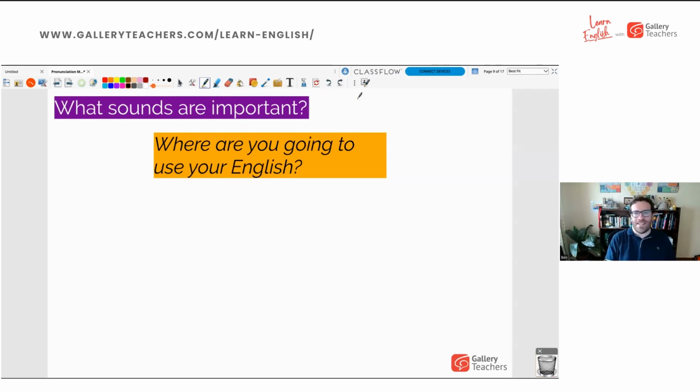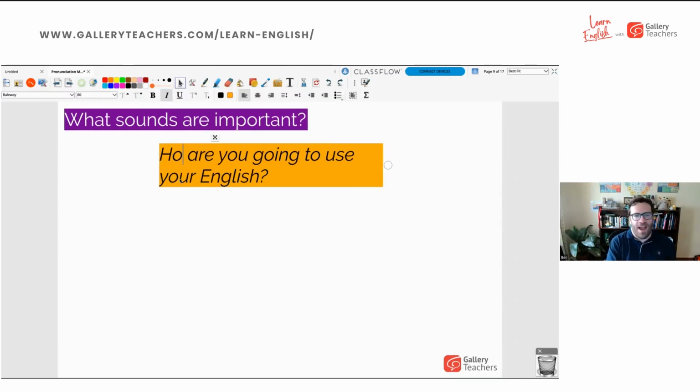So now let's look at what sounds are important in English. So I've got a question for you. When we think about what sounds are important, we need to think about where are you going to use your English? Or actually, we can change this word and we could say, how are you going to use your English? Or with whom are you going to use your English?